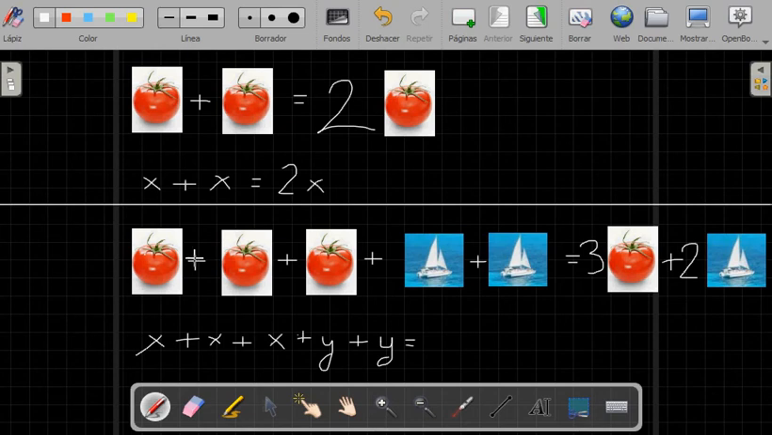For instance, I have a tomato plus another tomato plus another tomato plus a sailboat plus another sailboat. Well, the logic says that that's equal to 3 tomatoes plus 2 sailboats.